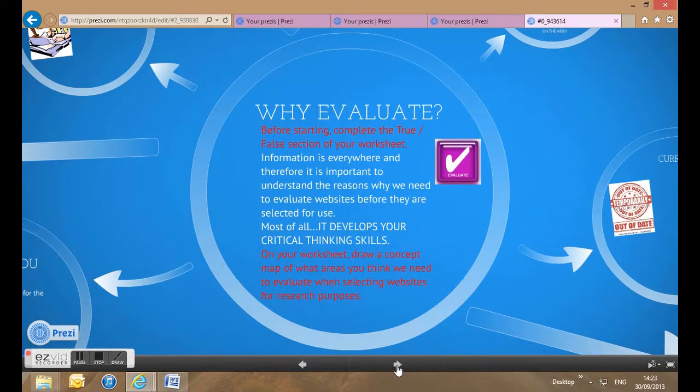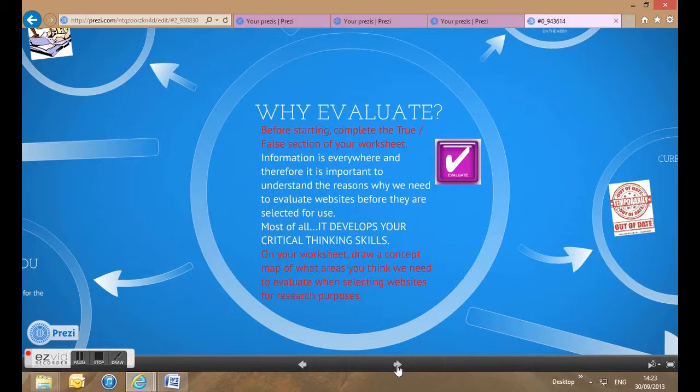Before starting, take 2 minutes out to complete the true-false statements on your worksheet. If you don't know, that's okay. Number 1. We should evaluate all websites before using their information for research purposes, true or false. Number 2. Wikipedia is a great site for relying on 100% accurate information for research purposes, true or false.